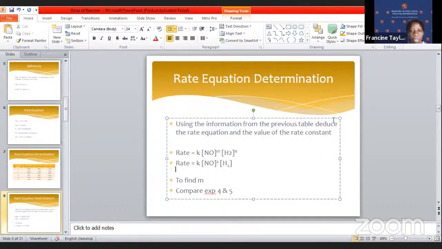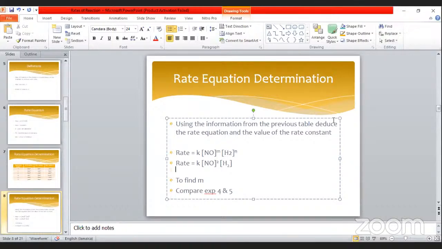Someone is asking about putting the 1 at the hydrogen. The 1 is understood. It's an index. Remember, anything raised to the power 1 is itself. All right?